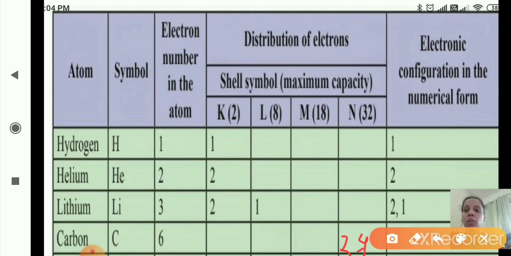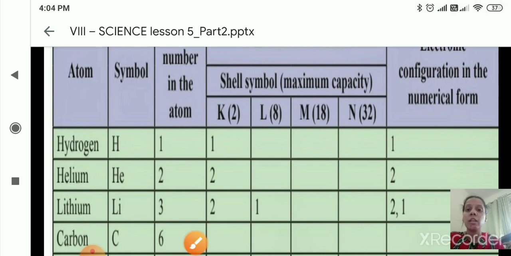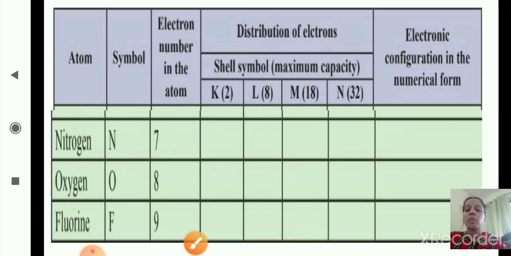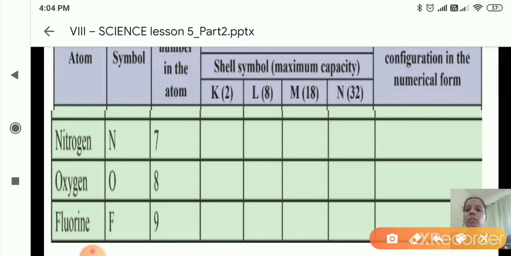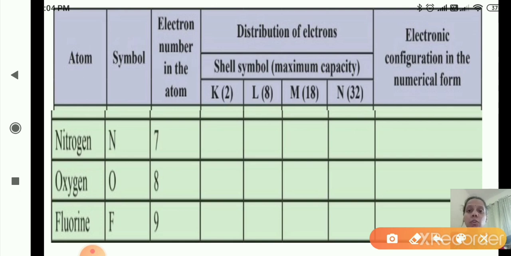So total how many electrons? That is 6 electrons. So the electronic configuration in the numerical form, that is 2, 4. Then next we have studied nitrogen. Yes, what is the electronic configuration for nitrogen? How many total electrons? That is 7 electrons. So 2 will come in K shell and 5 will come in L shell, that is 2, 5. So 2, 5, that is 7 electrons.